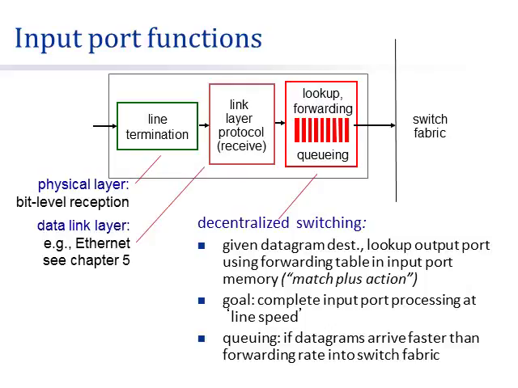Given a datagram destination, this block looks up the output port using forwarding table information, and it does that in memory. If datagrams arrive faster into the switch fabric inside the router than the forwarding rate, then the option of queuing is also available.